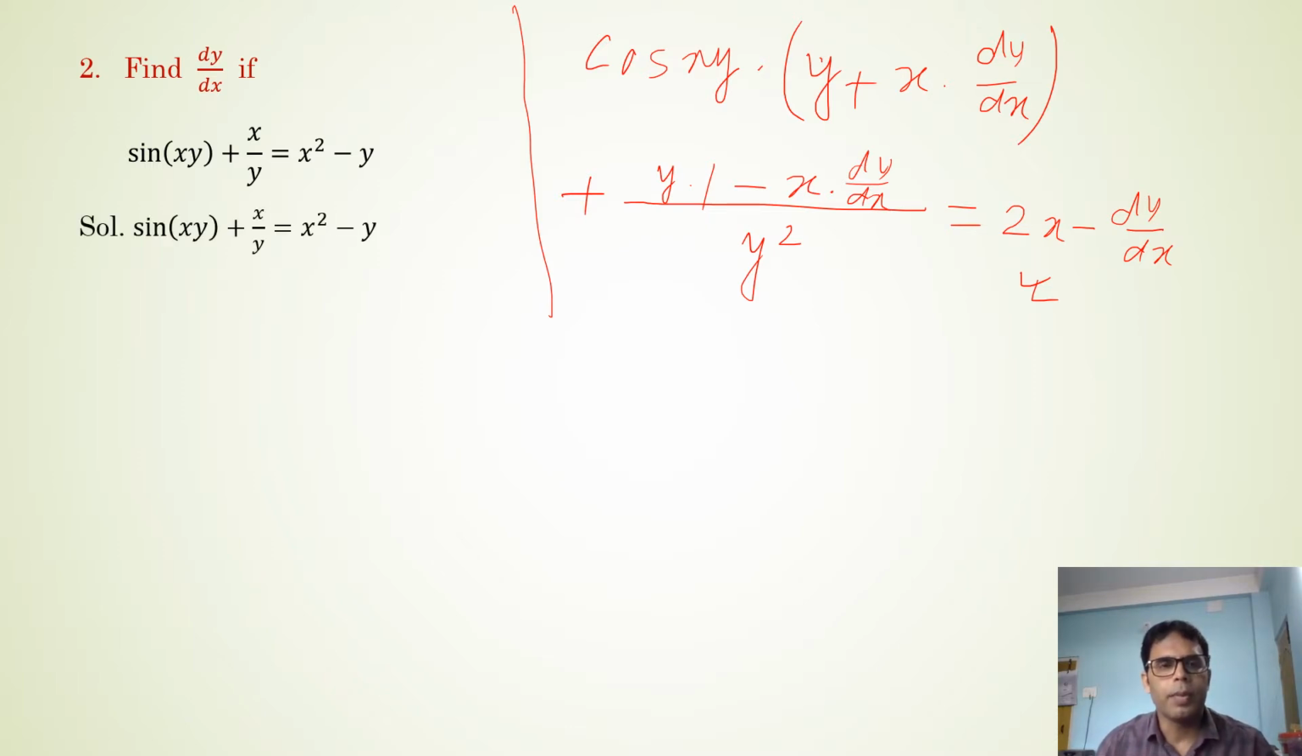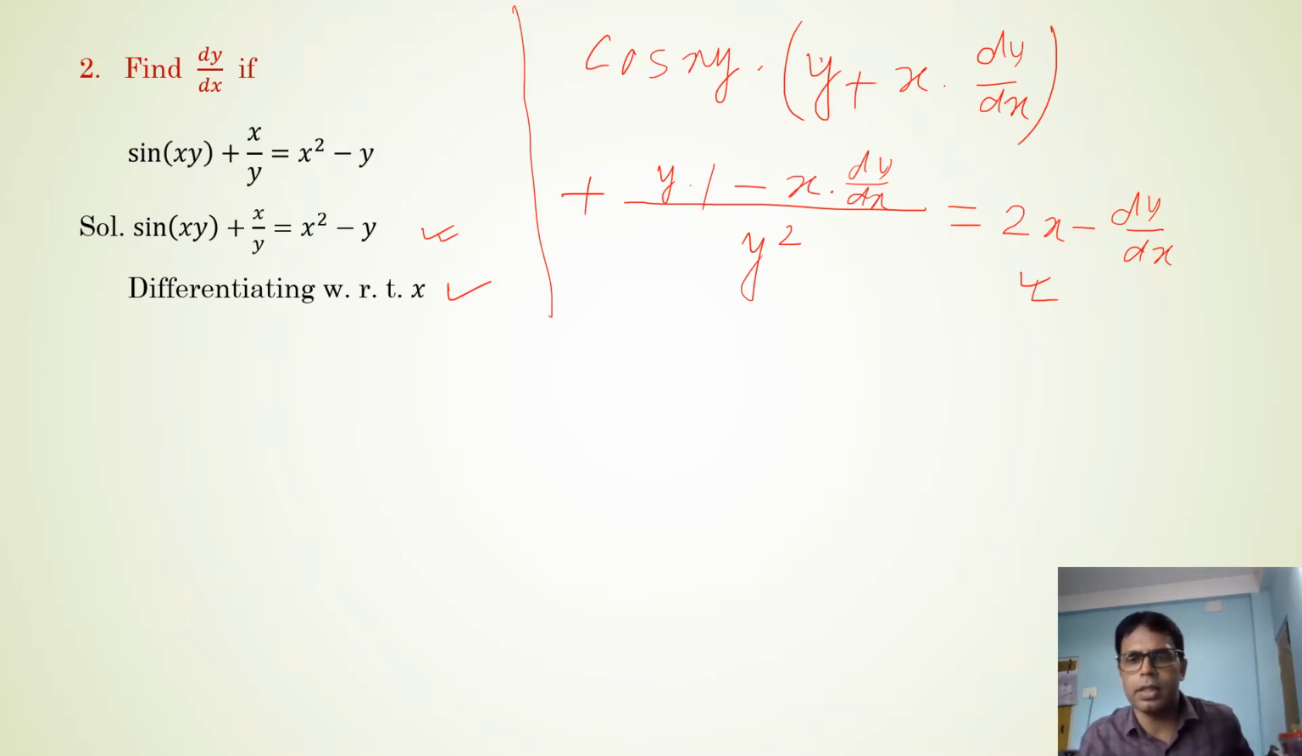So sin(xy) + x/y = x² − y is the function, differentiating with respect to x. This line is a compulsory line, you should write this one, because this given function is an implicit function. So in case of an implicit function, you should always write this line, differentiating with respect to x. This is a compulsory line for an implicit function. We discussed earlier about this.